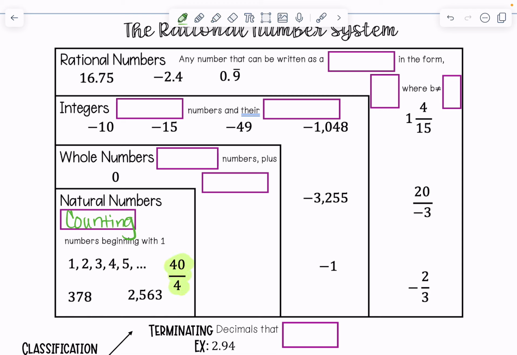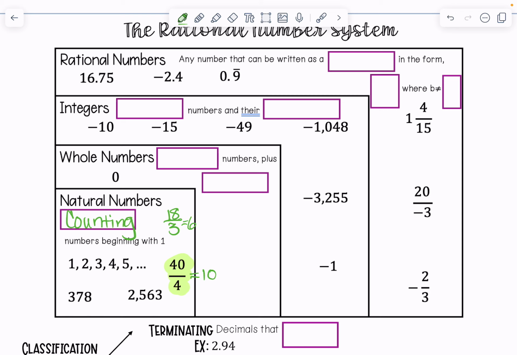You could see a couple of fractions be classified as a natural number if and only if it can simplify down to a counting number. So for example, 40 over 4 is going to equal 10. Every time you see a fraction, that is a division problem. So 40 divided by 4 is going to equal 10. If I had something like 18 over 3, 18 divided by 3 is going to equal 6. So again, that could be placed as a natural number because it simplifies to a natural number.